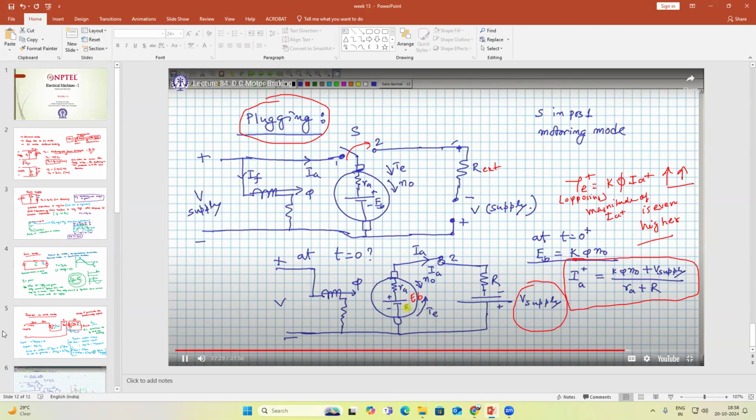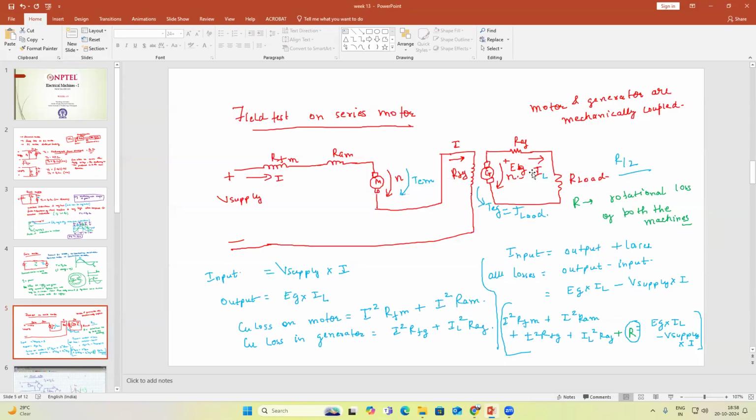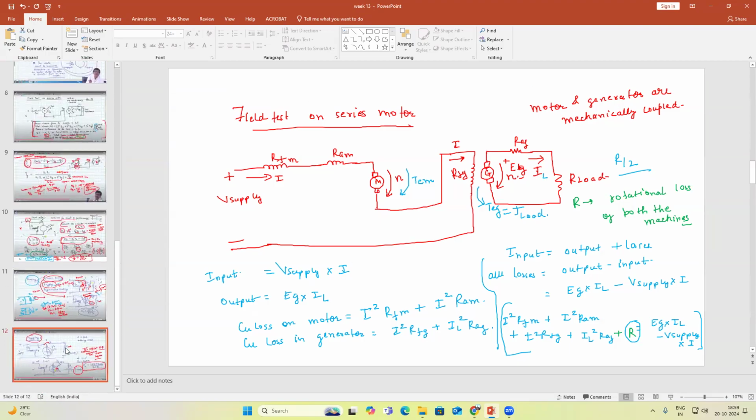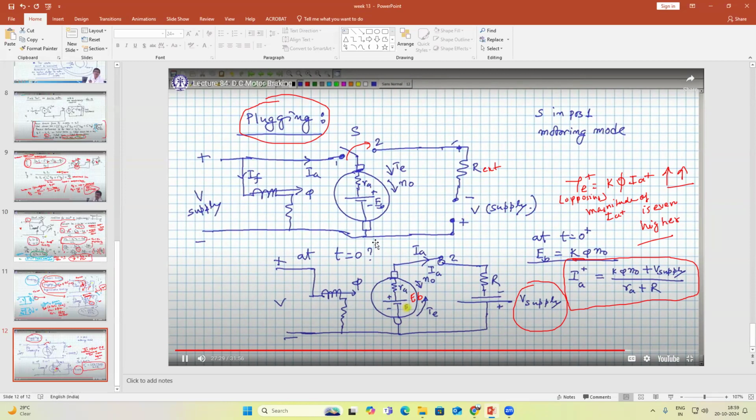These are some theory which I did not discuss at the time. So there is this field test. In the field test, like in Swinburne's test and Hopkinson's test, sometimes you get numericals, so you may get some numerical in the field test also. That is why I discussed this. But in other things there are mostly theory questions. Maybe one or two numericals can come on braking, very simple ones, like you have to find the new armature current for braking if V supply is like this, it is plugging. For writing those equations you need to know this theory, right? That is why I discussed this.